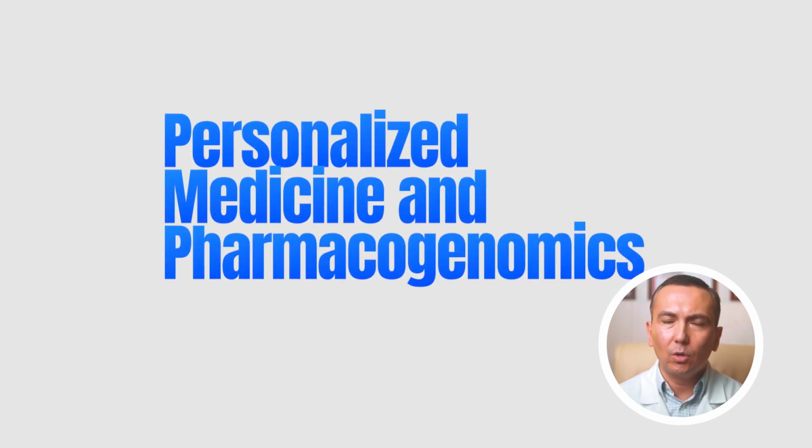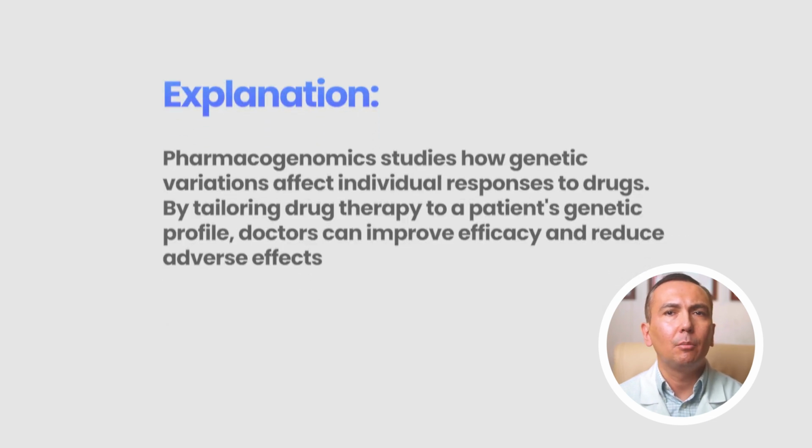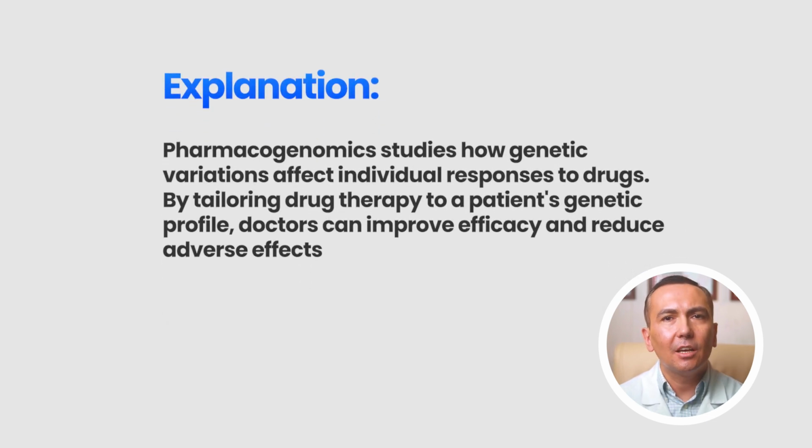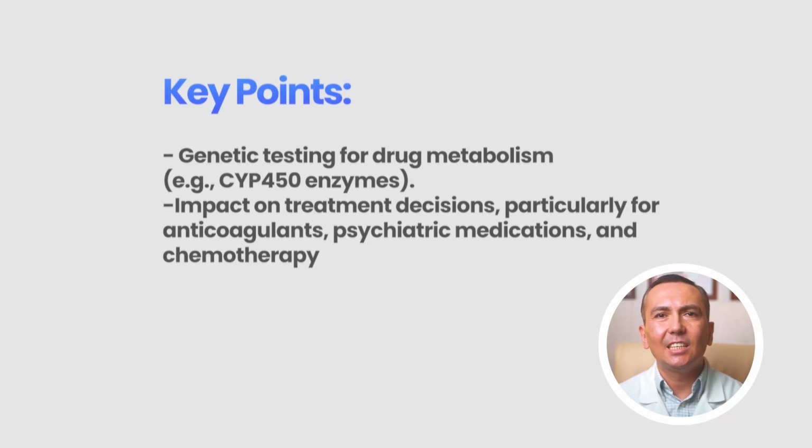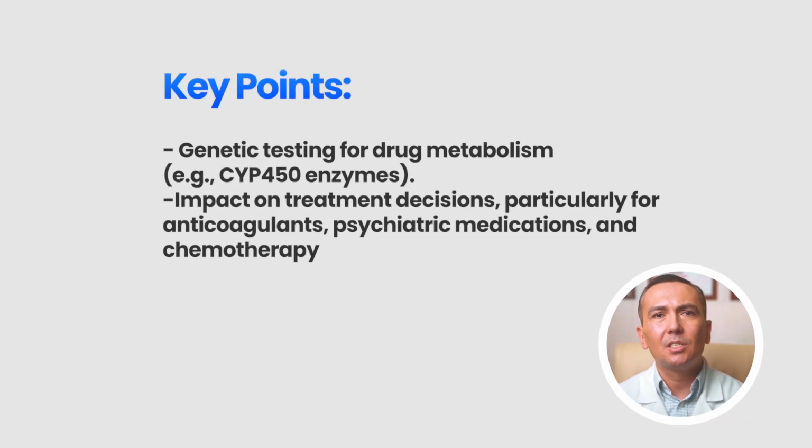Next important thing we want to discuss is personalized medicine and pharmacogenomics. Pharmacogenomics studies how genetic variations affect individual drug responses. By tailoring drug therapy to a patient's genetic profile, doctors can improve efficacy and reduce possible adverse effects. Key points to remember: genetic testing for drug metabolism, such as cytochrome P450 enzymes, and impact on treatment decisions, particularly for anticoagulants, psychiatric medications, and chemotherapy patients.